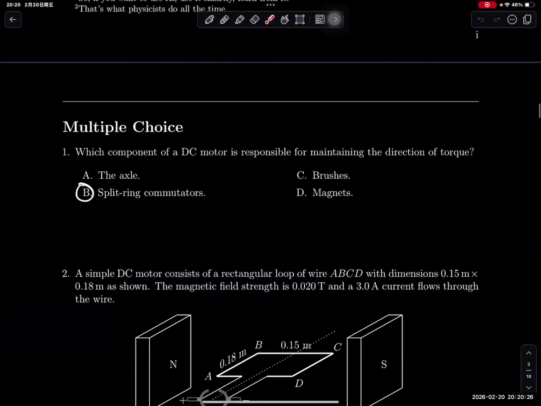For the first question, the question is asking which component of a DC motor is responsible for maintaining the direction of torque. Okay, so it's the split ring commutator that changes current direction every half revolution to unify torque.